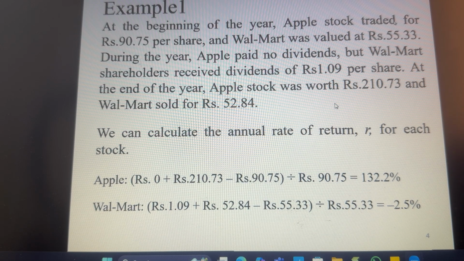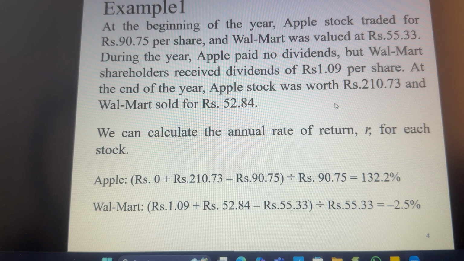Taking this concept, dividend plus capital gain, consider this example. A particular company, Apple stock, is trading at 90.75 per share. Another company, Walmart, is valued at 55.33 during the year. Apple paid no dividends. Walmart paid dividends of 1.09 per share. But what happened at the end of the year? Apple stock was worth 210.73. Walmart stock came down in price to 52.84.